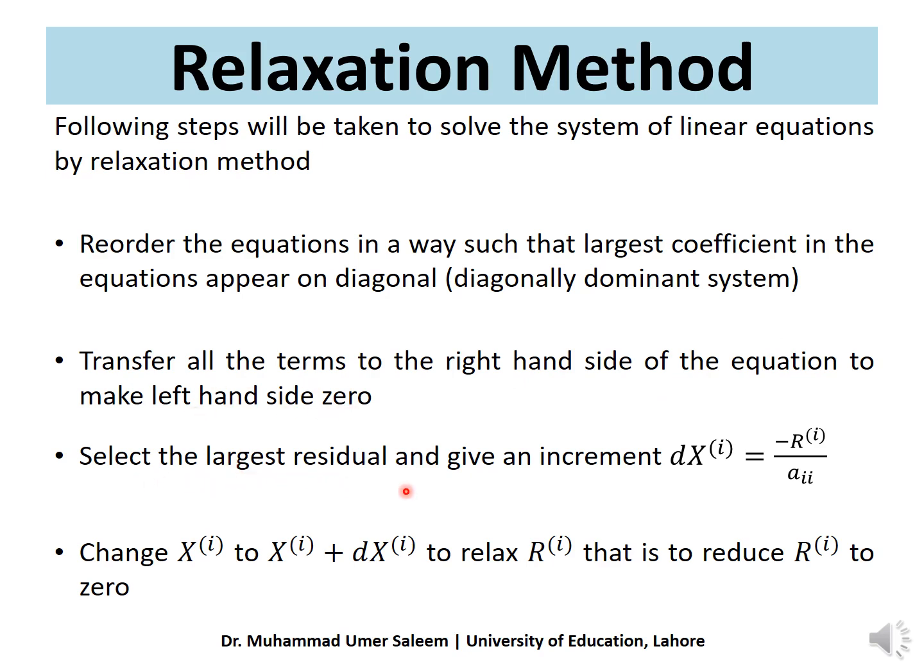So select the largest residual and give an increment to that residual as dxi to that specific term, minus ri over aii. Then you will change the initial approximation or the guess to xi plus dxi, where dxi is the increment. So you will do this change to relax ri, that is, to reduce this residual to 0. So you will continue those steps until your residual approaches 0.